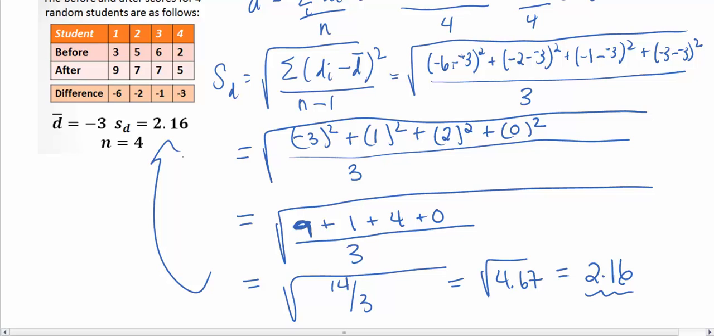This is how we can calculate d-bar and SD by hand. Obviously, this will be pretty tedious. So I recommend that once you take the differences, you can use your TI-84 to calculate the average and the sample standard deviation. You can use any program to find the standard deviation and the mean if you just simply take the differences first.